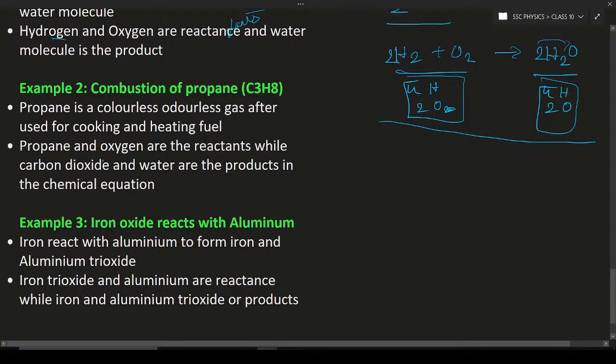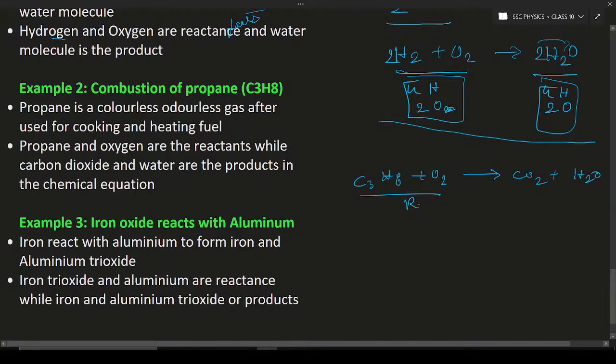Propane and oxygen are the reactants. The formula of propane is C3H8. Propane reacts with oxygen to give rise to carbon dioxide plus water. So these are the reactants and products.